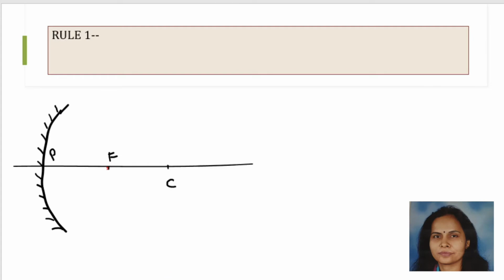So, let's see what the rule 1 says. This is concave mirror, and this reflecting surface is known as the aperture. The center of this reflecting surface is known as pole, which is represented by capital P. Now this is principal focus and this is your center of curvature. PC is known as the radius of curvature. So these are the important terms which we'll be using while studying rule 1.